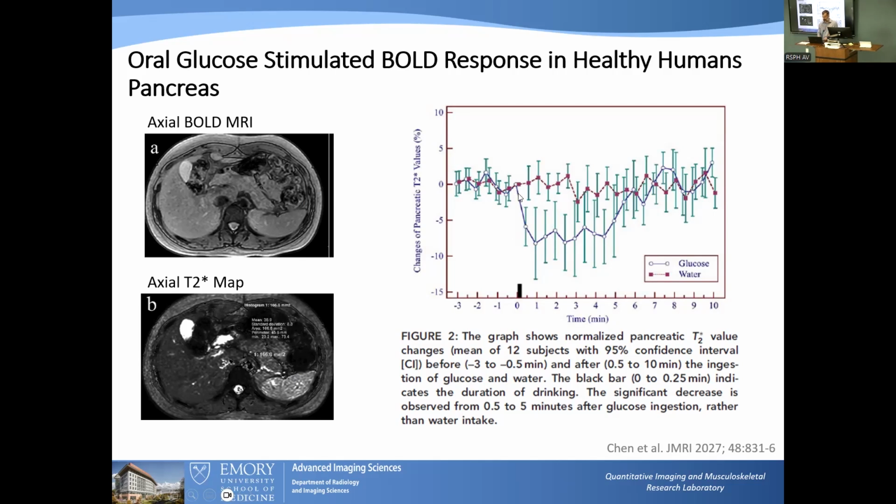And you can see quite nicely in healthy individuals how the T2 star drops with ingestion of glucose, and it sort of stays reduced for a while, and then in their subjects, it kind of returned back to normal. And this didn't occur when they ingested water. So that was kind of their negative control for this experiment. So this was really nice. So we know that there is a BOLD effect that occurs in the pancreas, or at least suggested by Chen et al.